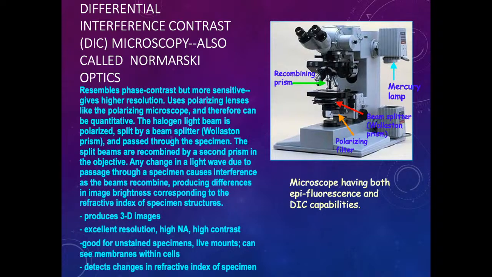Even for them, it's pretty good to see the membranes of the cells and to check the change in the refractive index of your sample. For that, it's pretty good. So these characteristics that you're seeing, like all these 3D images, high numerical aperture, high contrast, excellent resolutions for unstained specimens, for refractive index of specimens, we have gone through a couple of terms here. So 3D image, high numerical aperture, high contrast, excellent resolution, good for your unstained specimens, live mounts, can see membranes within the cells, and detects changes in the refractive index of the specimen. So all these things matter a lot in this case. All these together make DIC an excellent option for working.